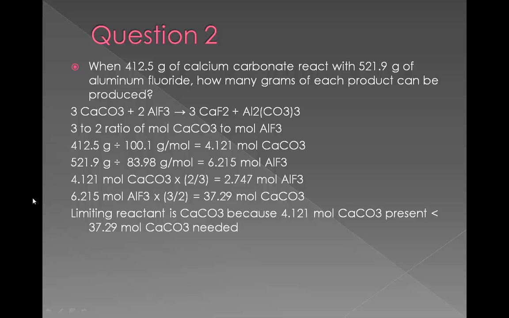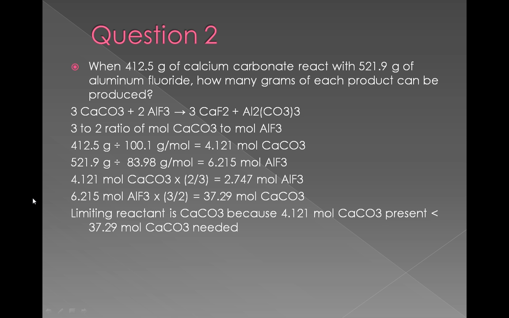Question 2 asks, when 412.5 grams of calcium carbonate react with 521.9 grams of aluminum fluoride, how many grams of each product can be produced? You start off by writing out the balanced equation. Then using the balanced equation, you look at the mole-to-mole ratio between calcium carbonate and aluminum fluoride.